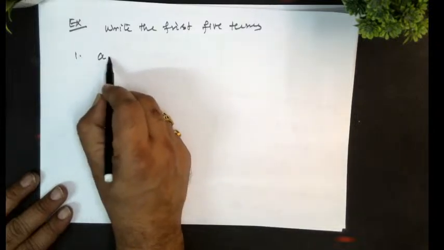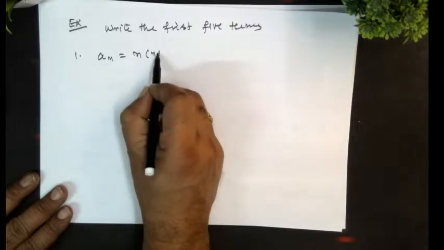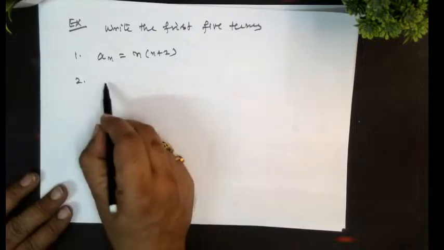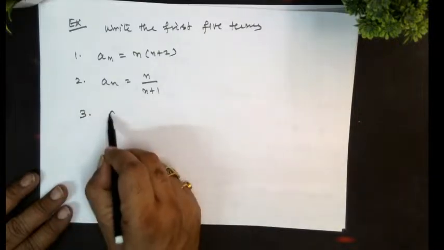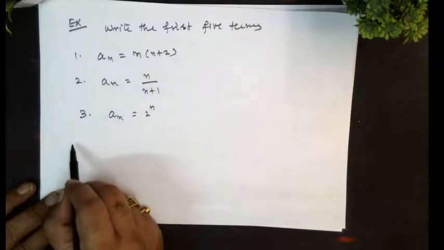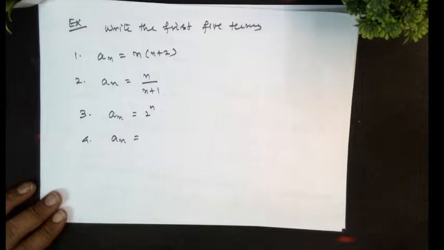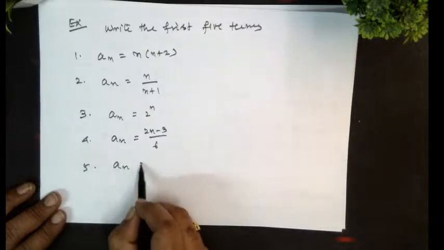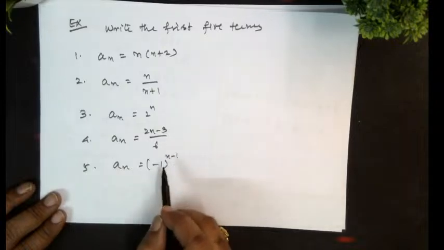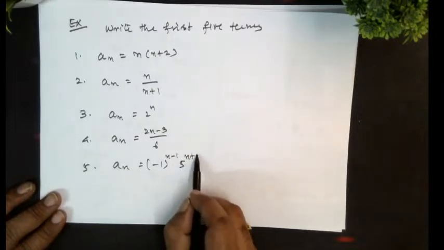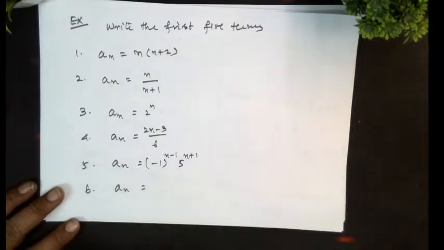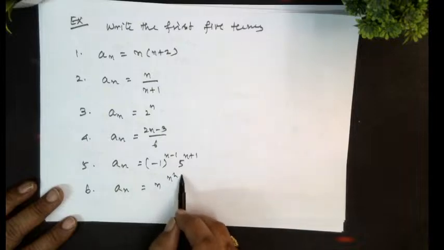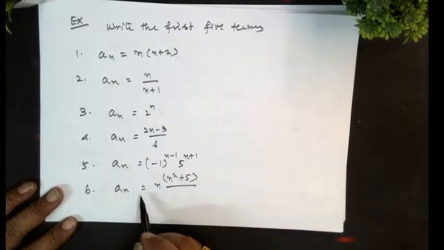1. an is equal to n into n plus 2. 2. an is equal to n by n plus 1. 3. an is equal to 2 power n. 4. an is equal to 2n minus 3 divided by 6. 5. an is equal to minus 1 whole power n minus 1 into 5 power n plus 1. 6. an is equal to n into n squared plus 5 divided by 4.